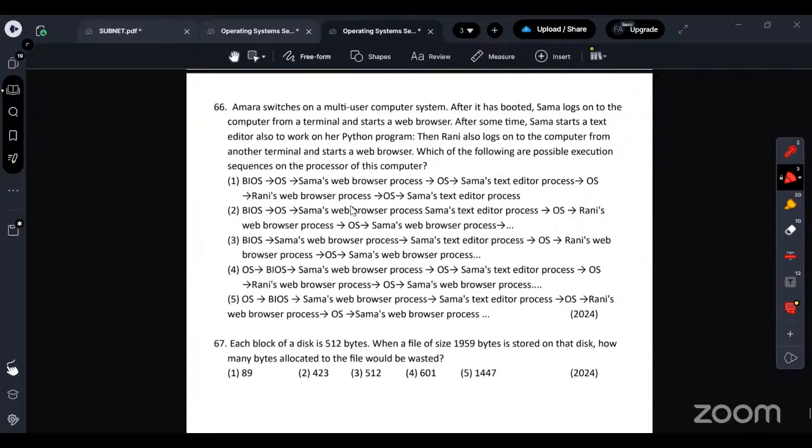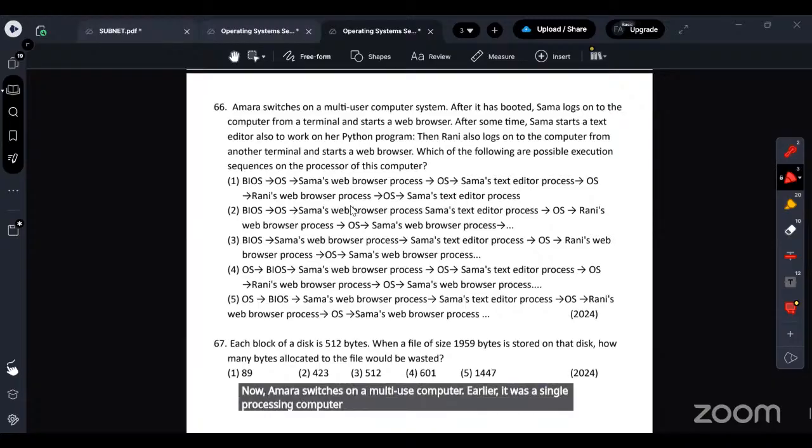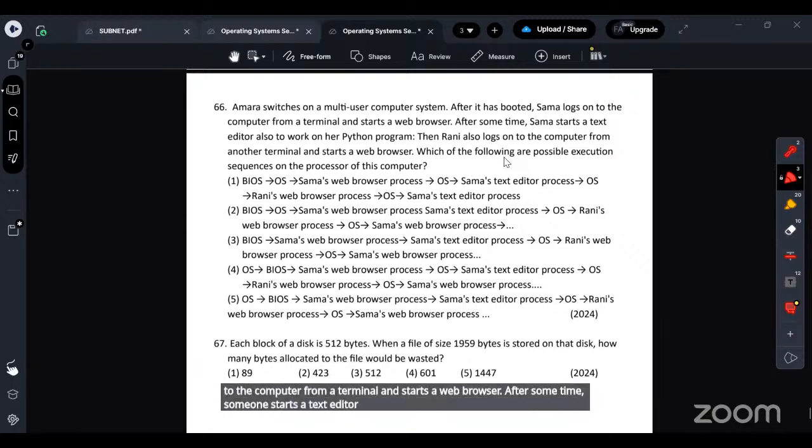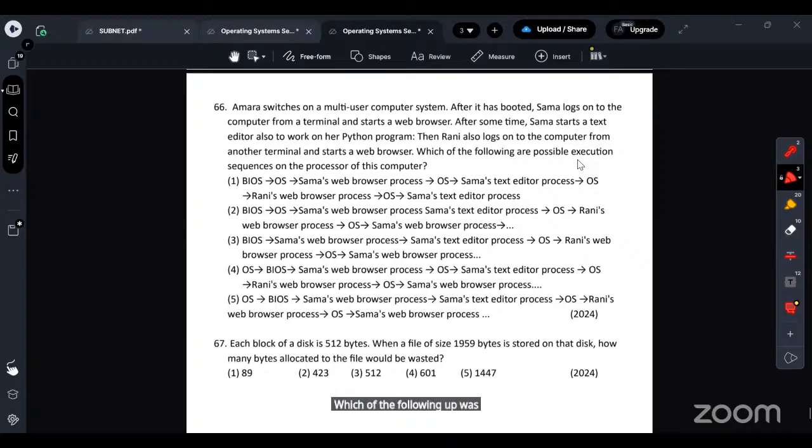Now, Sama switches on a multi-user computer. Earlier, it was a single processing computer, isn't it? Yeah, it is a multi-user computer. So after it has booted, Sama logs on to the computer from a terminal and starts a web browser. After some time, Sama starts a text editor also to work on a Python program. Then Rani also logs in to the computer from another terminal and starts a web browser. Which of the following are possible execution sequences on the processor of this computer?